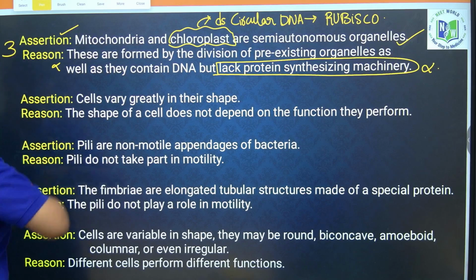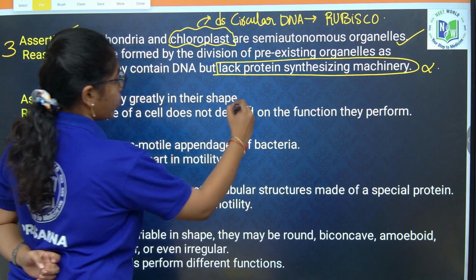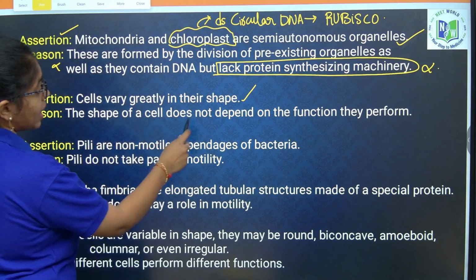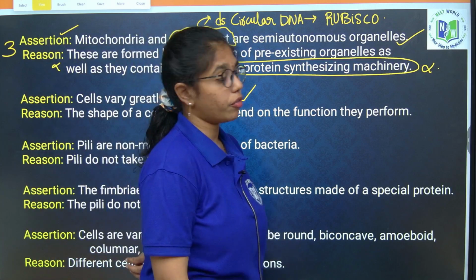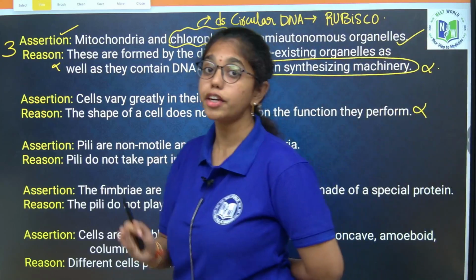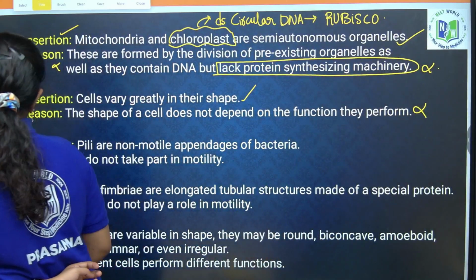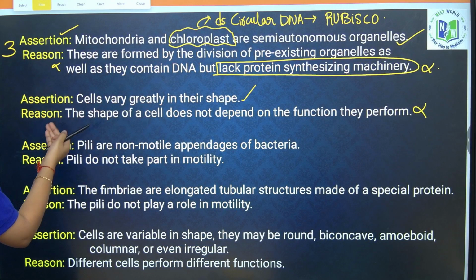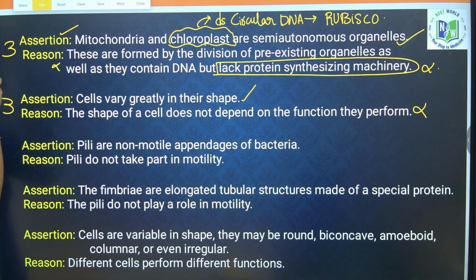Option 3. Next you see, cells vary greatly in their shape. Of course, we have learned different shapes of cells also. Then the shape of a cell does not depend on the function they perform. This is wrong. The shape of a cell is always dependent on the function that the cell is performing. Here you see, assertion is true and reason is false. Then the option is 3.